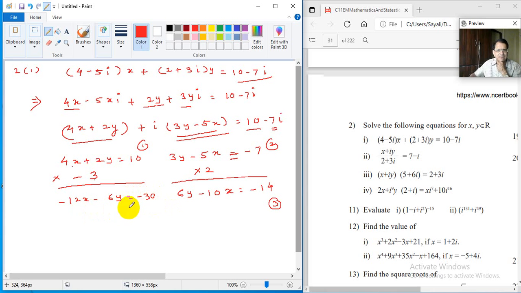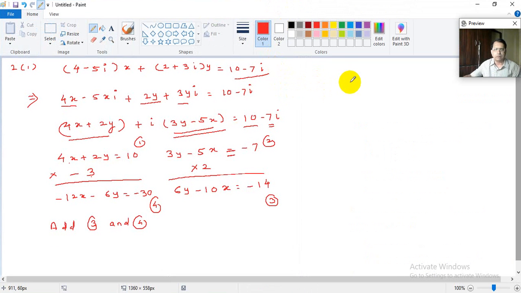So now here it is -6y, here it is +6y. So suppose I write 4, add 3 and 4. Let's see what we get, I will enlarge this. 6y - 10x is equal to -14. This is your equation number 3. And equation number 4 is -12x, I write it under x, -6y I write here, is equal to -30.